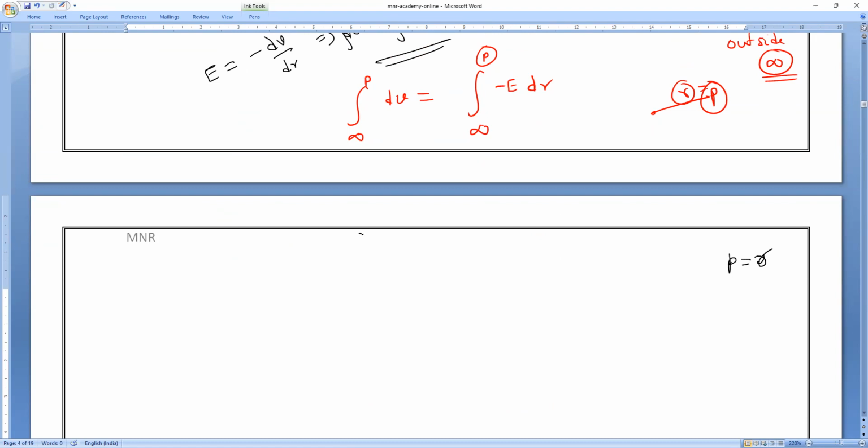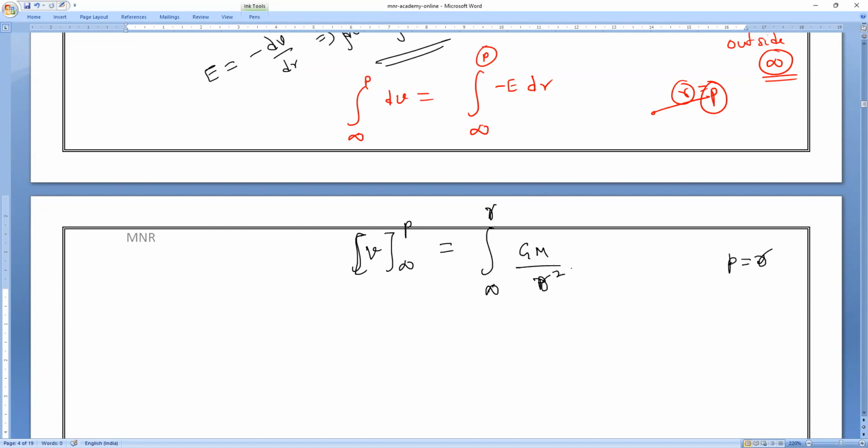So here what will happen? The integration of dV is V. The limits are infinity to P, which is equal to r. Then what is the E value? Minus is there. So again, I'm substituting. Minus of minus will become plus.